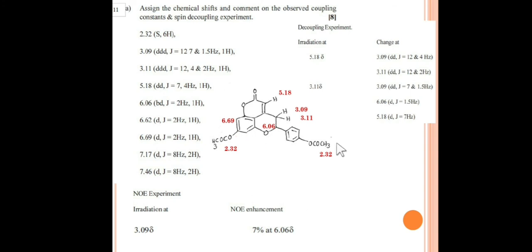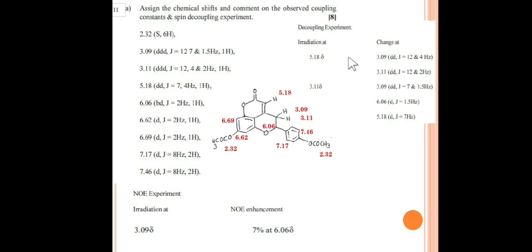Now this is the ortho coupling over here. The two protons near to OCOCH3 will be downfield, so 7.46 will be near to OCOCH3 and they are coupling ortho with the 7.17 protons. So I will assign 7.46 to the proton ortho to OCOCH3 and 7.17 to the proton meta to it. So they are ortho coupled and showing 8 Hz coupling constant.